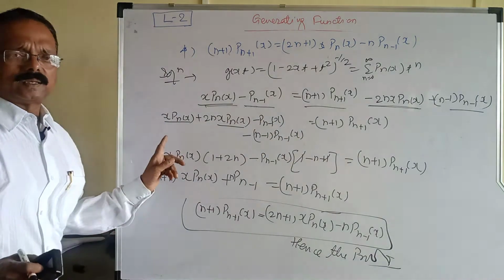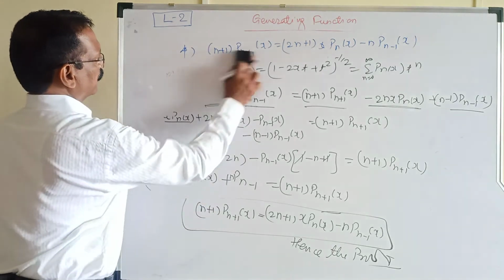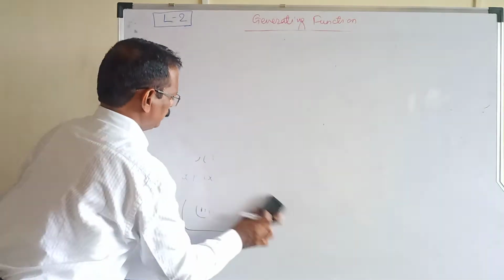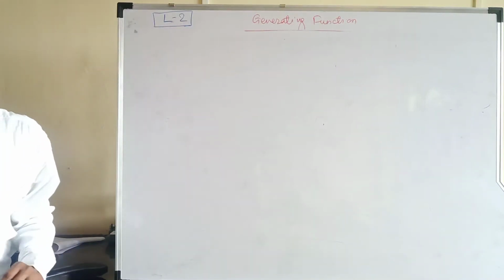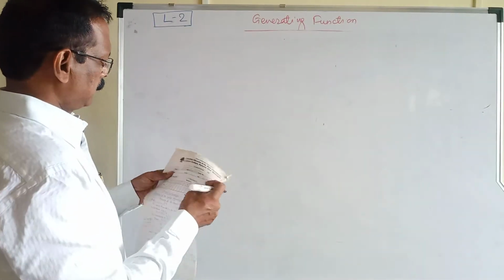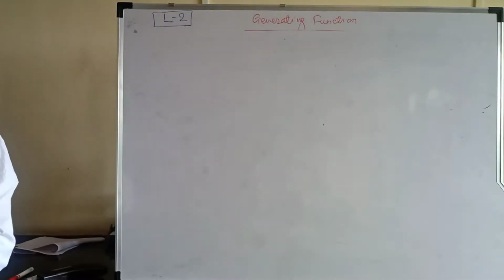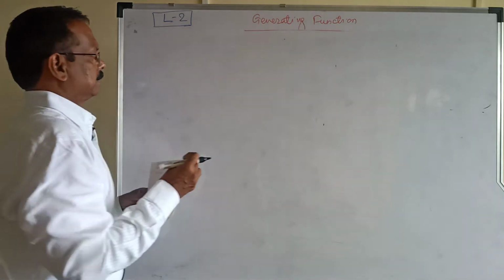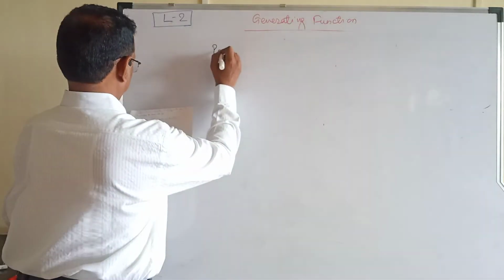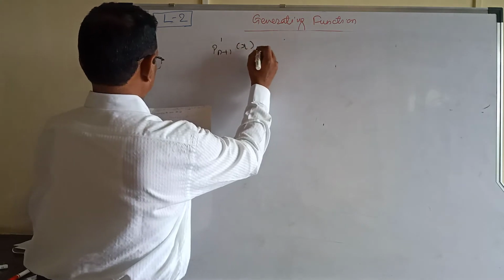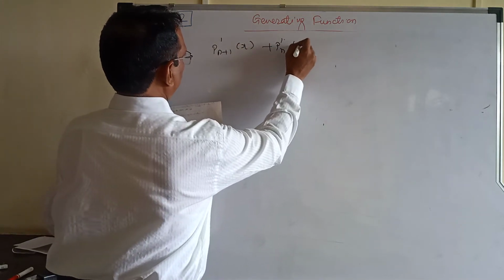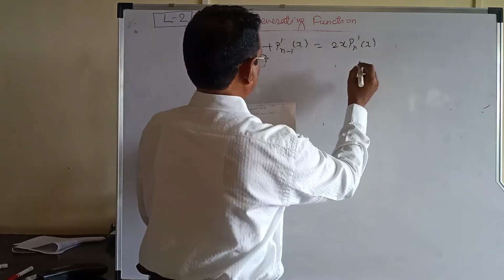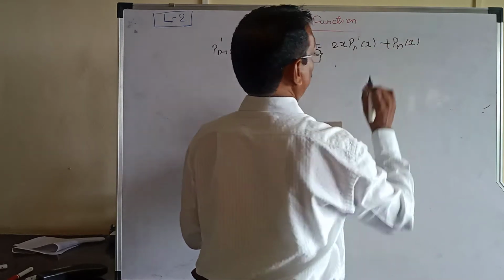So here, this is another example from the generating function for Legendre polynomial. So another type of example that we have to take here. I think it is the last example from the generating function for Legendre polynomial. The example is, show that Pn plus 1 dash of x plus Pn minus 1 dash of x is equal to twice x Pn dash of x plus Pn of x. Remember one thing here.